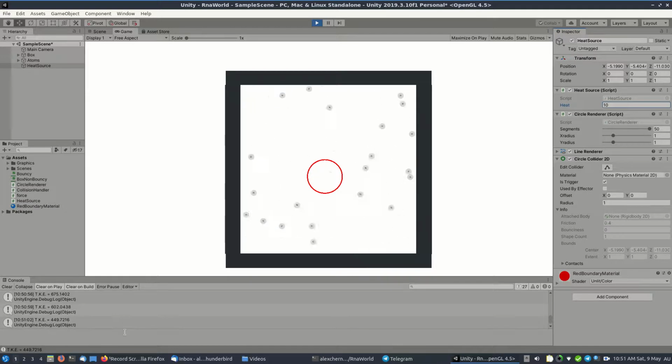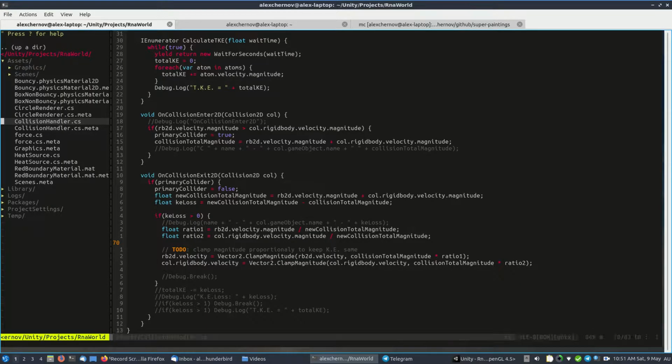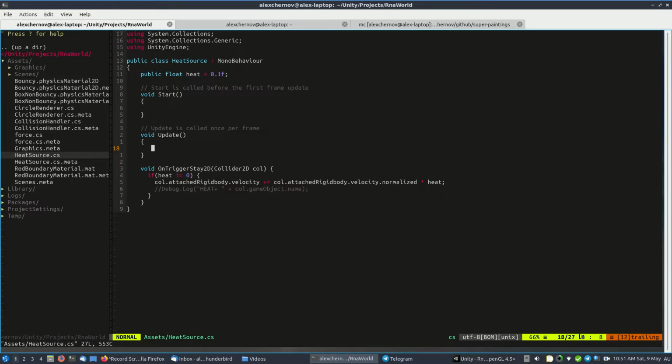So I basically just need to change the way the heat source works. Instead of applying it per frame, I need to do some calculation based on time. Probably I can just add a function of time here and it should work fine, so it wouldn't be dependent on frame rate.